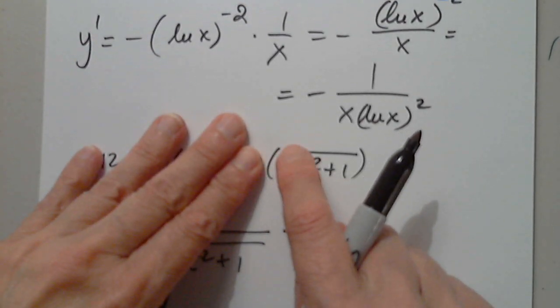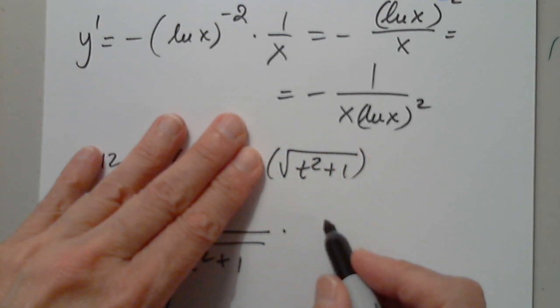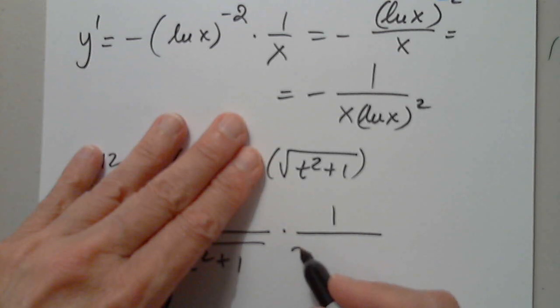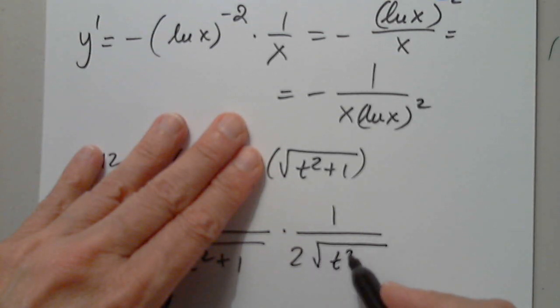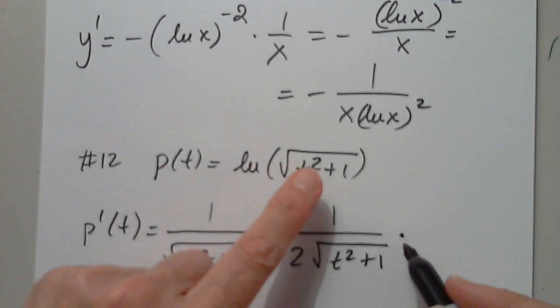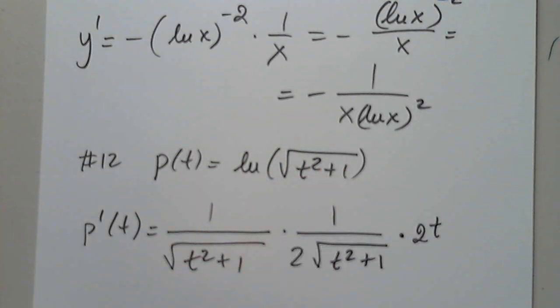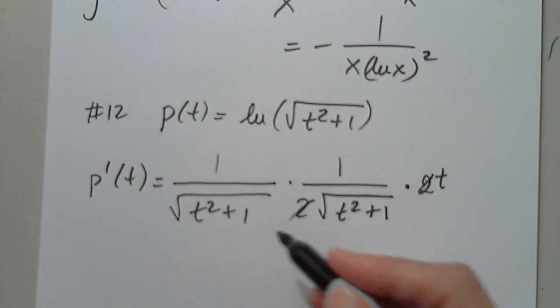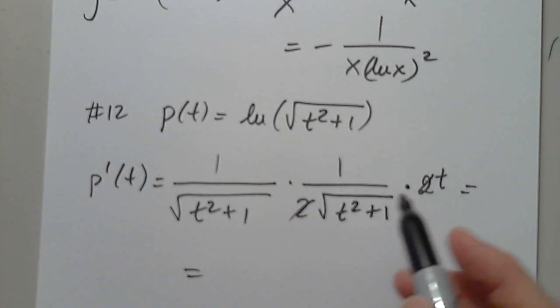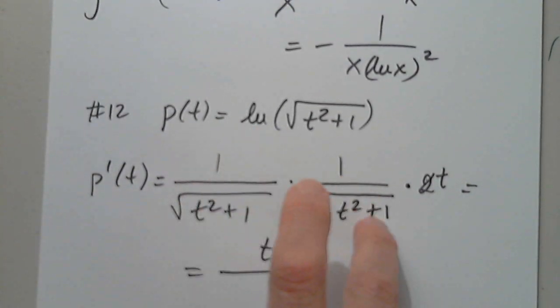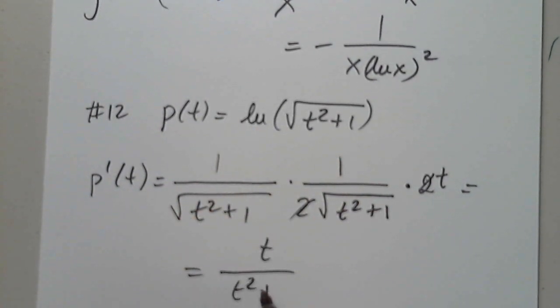Now I have to differentiate the square root. That prime would be equal to 1 over 2 root t squared plus 1, times the inner function prime, which is 2t. Perfect. So we simplified this with this. The numerator is only t. I can multiply these two because it's the same radical, and I get t squared plus 1.